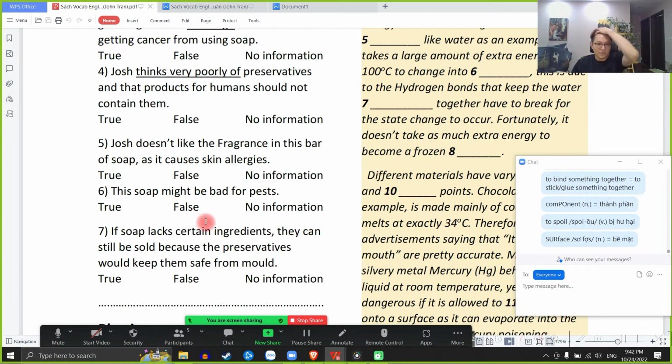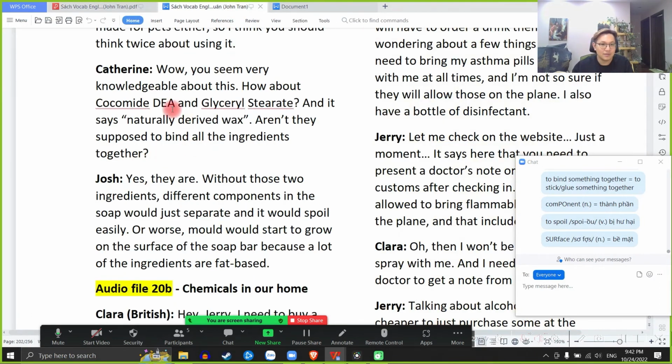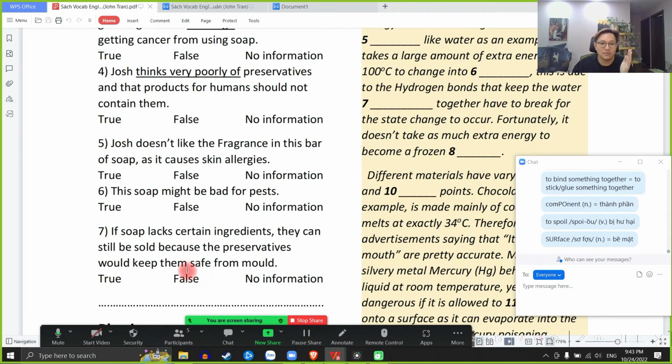Because if they lack certain ingredients like cocamide DEA and glycerol stearate, they will separate, and then they cannot be sold, right? Without these ingredients, it separates into layers and can't be sold. And more mold will grow on it anyway, because a lot of ingredients are fat-based, right? So mold will grow anyway. So this is false.